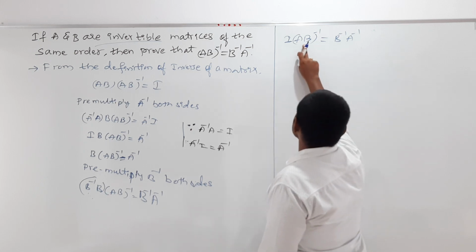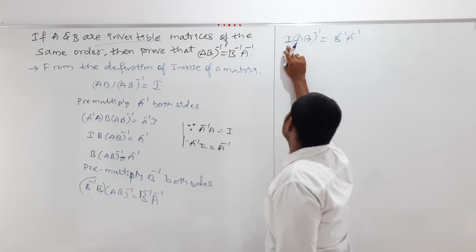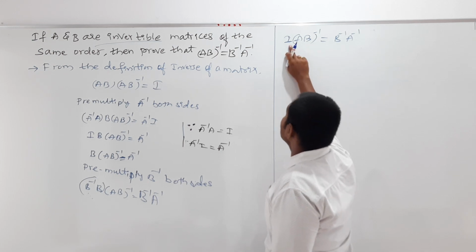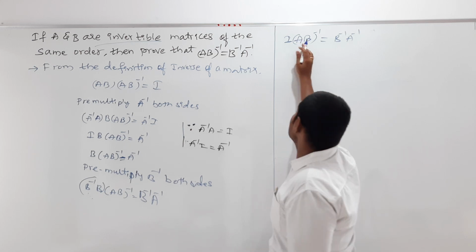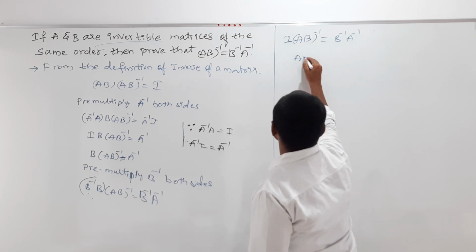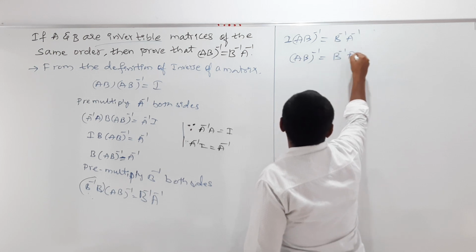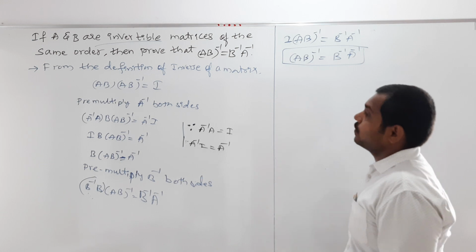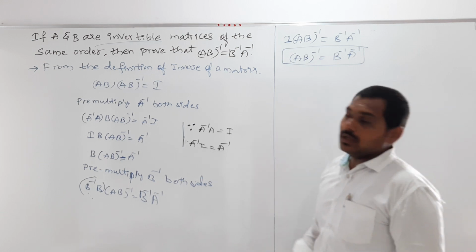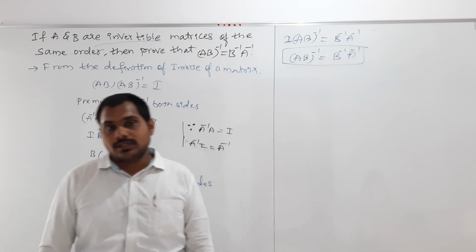Now, my dear students, here it is I into AB whole inverse. If you multiply the identity matrix with any matrix, you will get whatever matrix you multiplied with the identity matrix, the same matrix. So therefore I into AB whole inverse is equal to B inverse into A inverse. This is what you required to prove. So like this you should solve. This is also very important. Sometimes they may ask such types of questions.